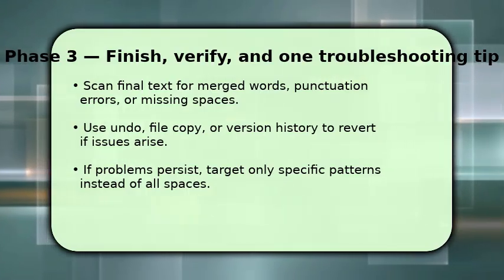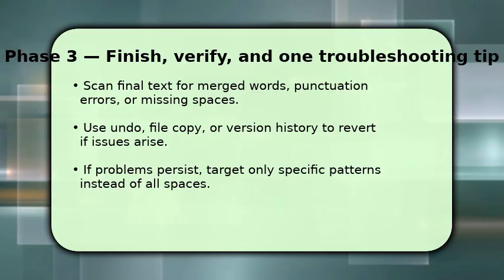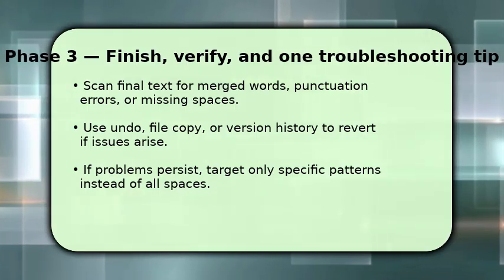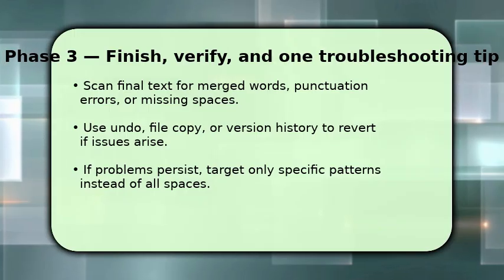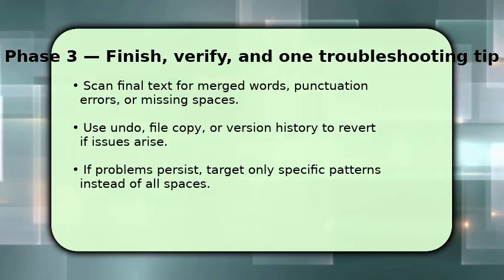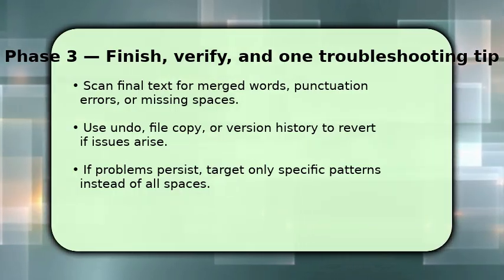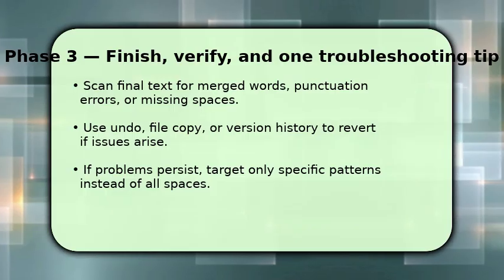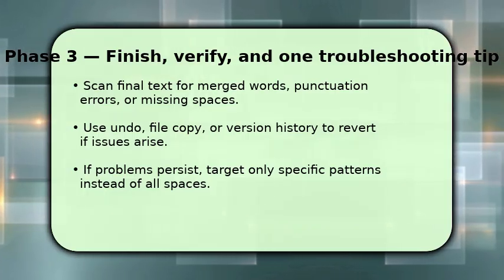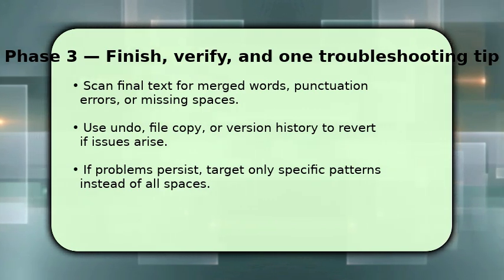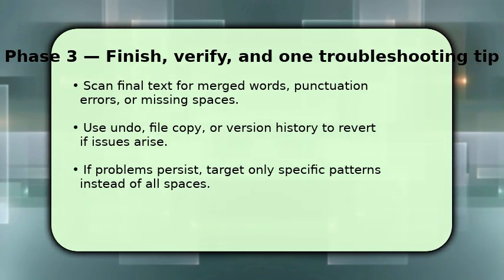If something looks wrong, immediately undo or restore the copy you made earlier and adjust your pattern. Target only single spaces or use word boundary-aware regex to avoid joining words that belong separate. If automation still misbehaves, test on a smaller sample and tweak rules until reliable. One troubleshooting tip: when in doubt, narrow your match pattern rather than removing every space at once. This prevents most problems.